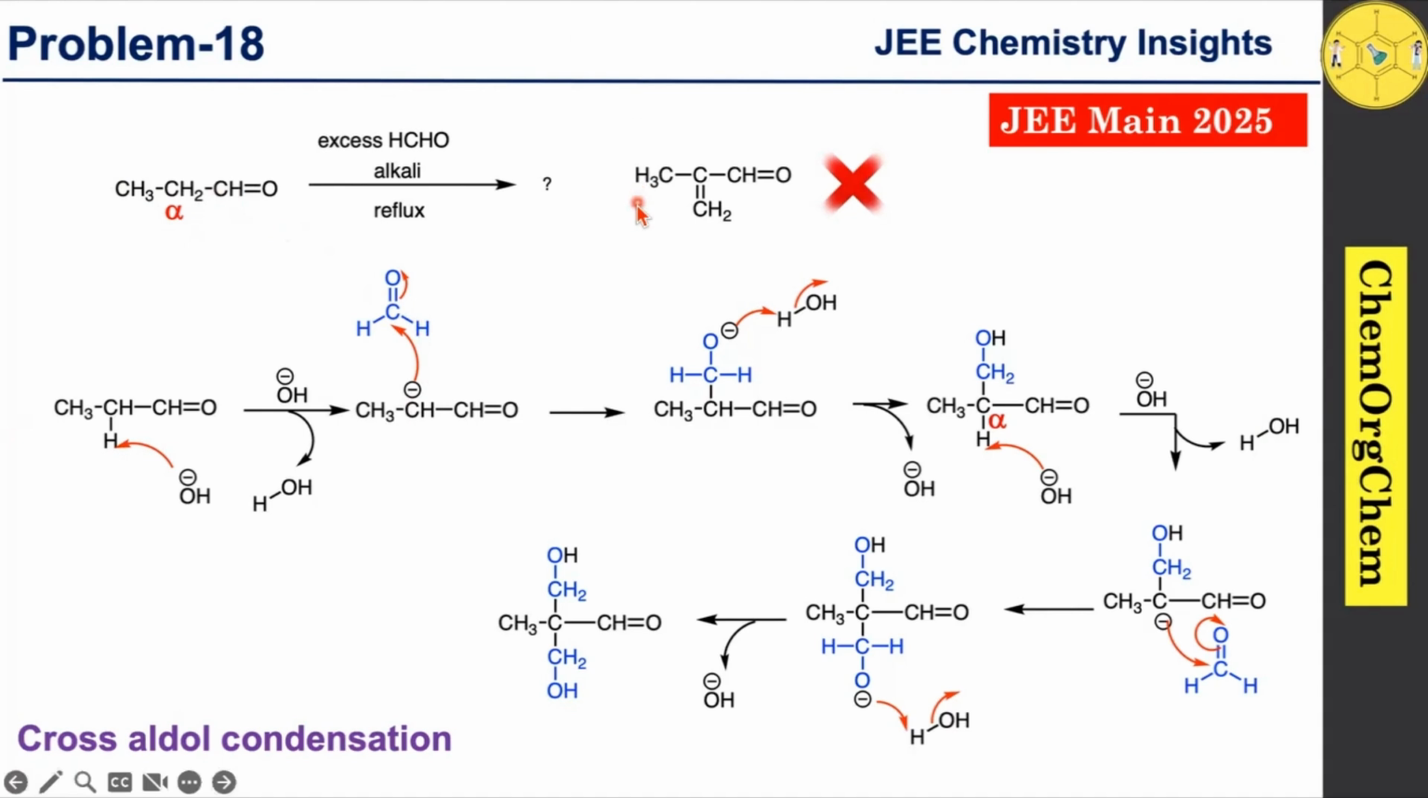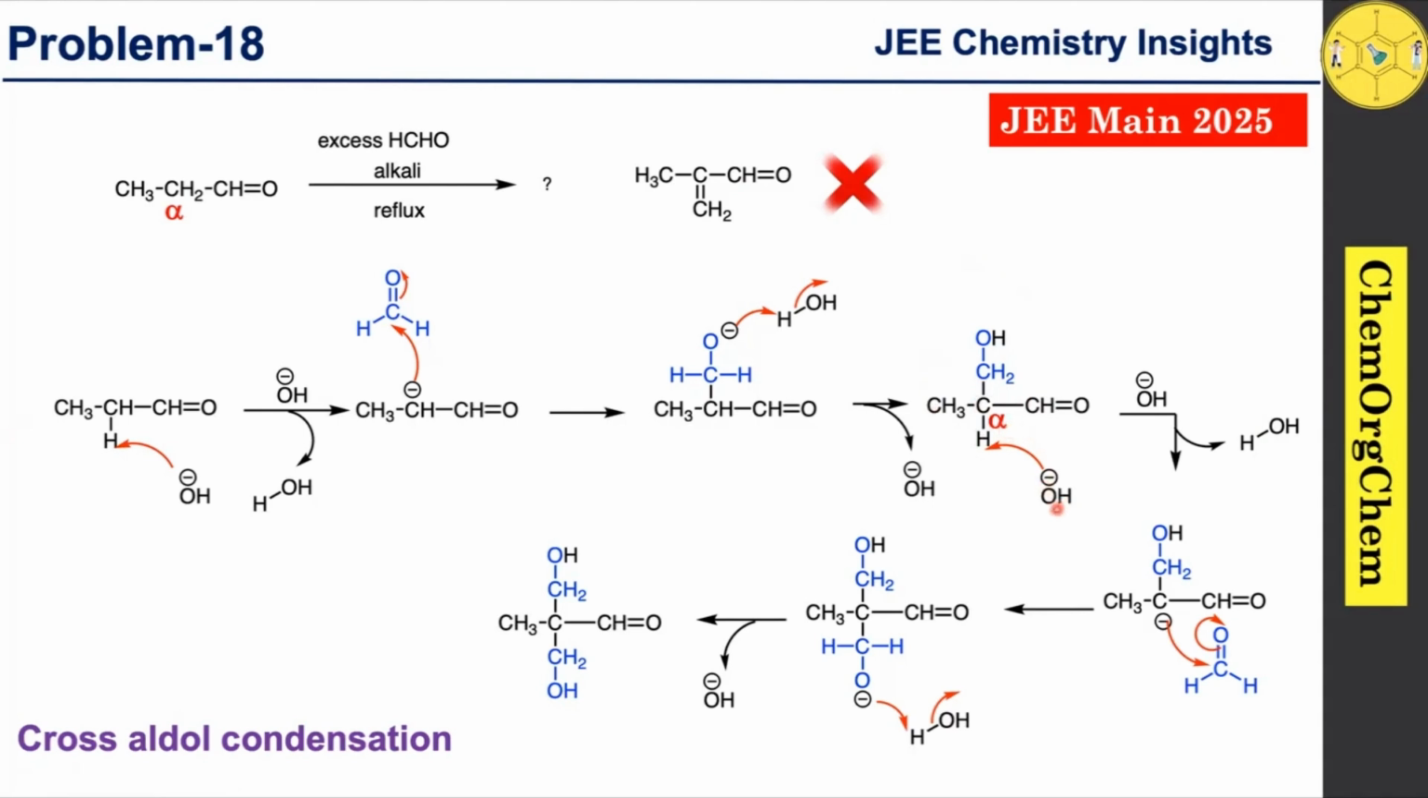Next, why do we not observe the alpha beta unsaturated alkene? Again, because of the reactivity of formaldehyde. Apart from that, now you see this intermediate species. This carbon is the alpha carbon, which contains a proton. This particular carbon is more acidic since it is attached to a CH2OH group as well as an aldehyde group. Therefore this intermediate is also highly reactive.